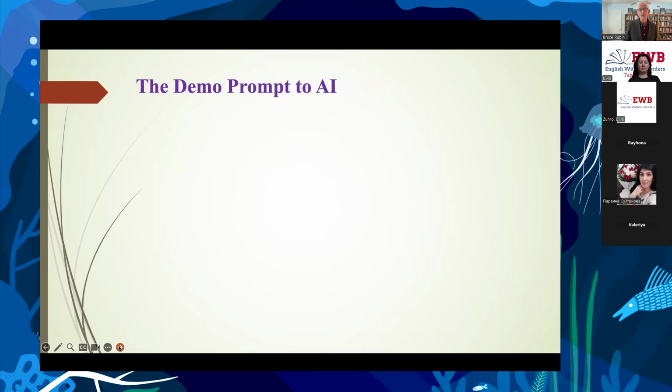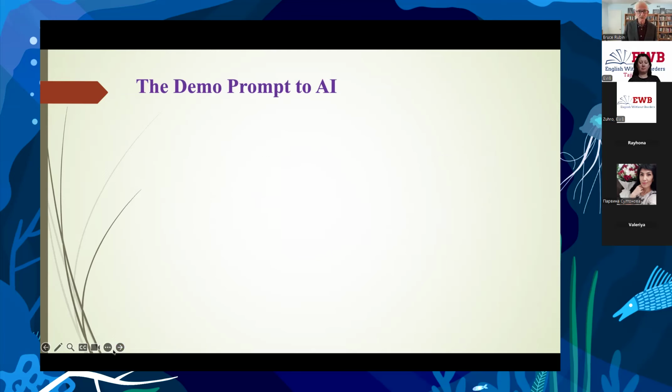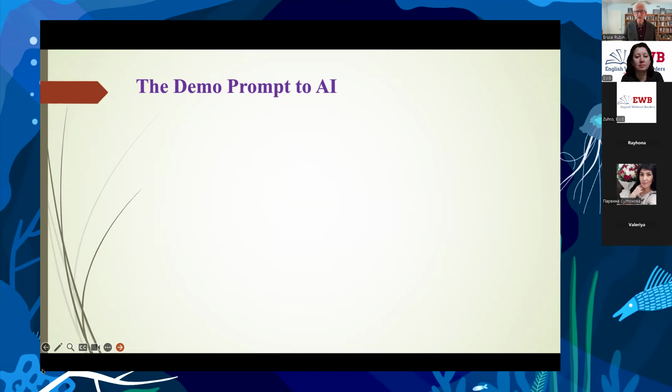Okay, so what do I come up with? I'm going to submit this prompt: create a 45-minute lesson plan for intermediate level English language learners. Topic is modals for giving advice and making suggestions. Include an introductory exercise that focuses on form. I included this because I tried it once and I didn't say that, and it didn't have any exercises at all on the form for modals. Not too hard, but again, a necessary first step.